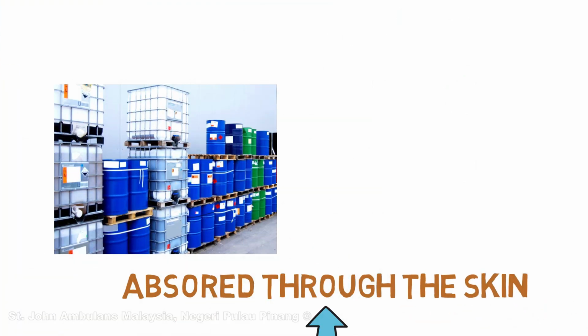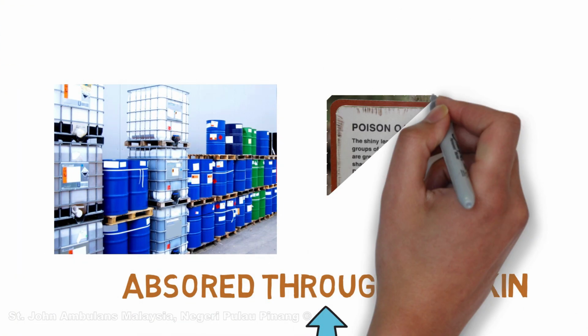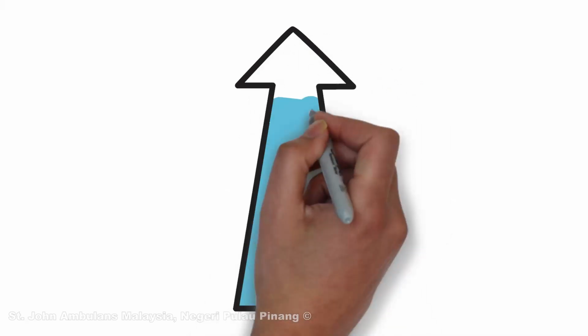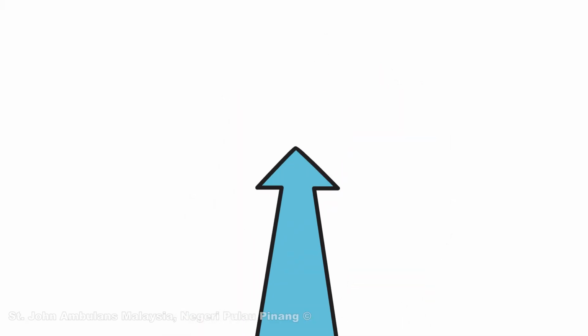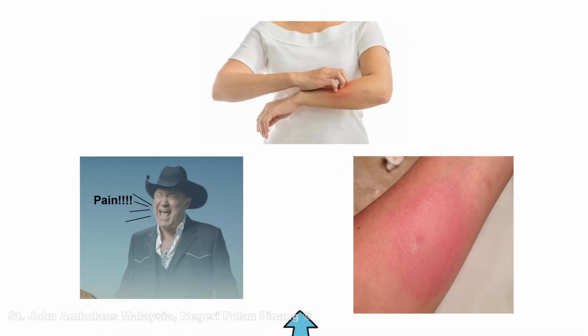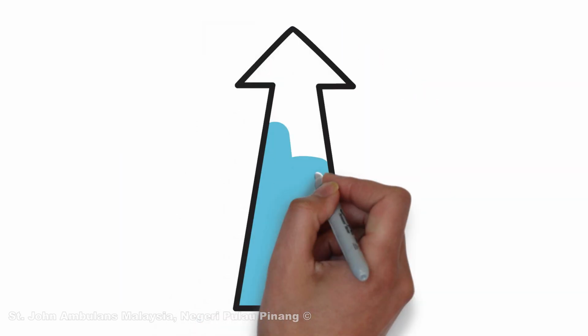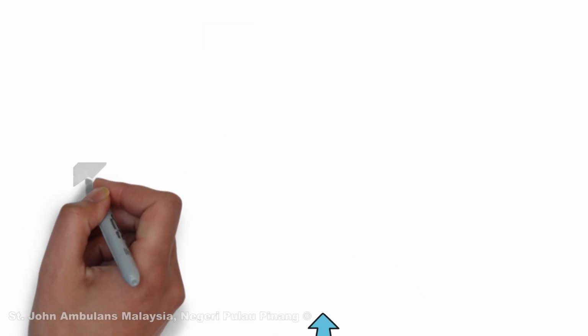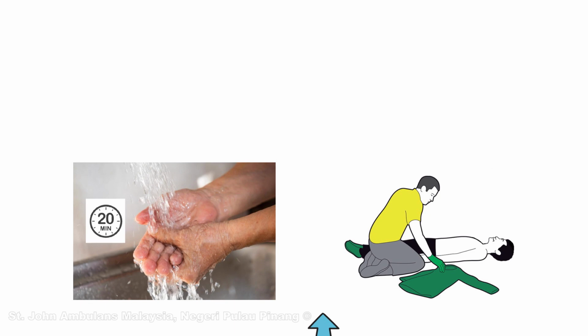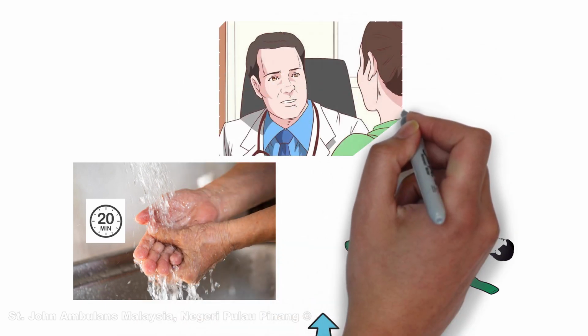Sometimes, poison like industrial poison or plant poison may be absorbed through the skin. The key signs to look for if poison is absorbed through the skin are pain, swelling, redness, and itching. The actions you should take are: flood the injured area under running water for 20 minutes, remove any contaminated clothing, and seek medical help.